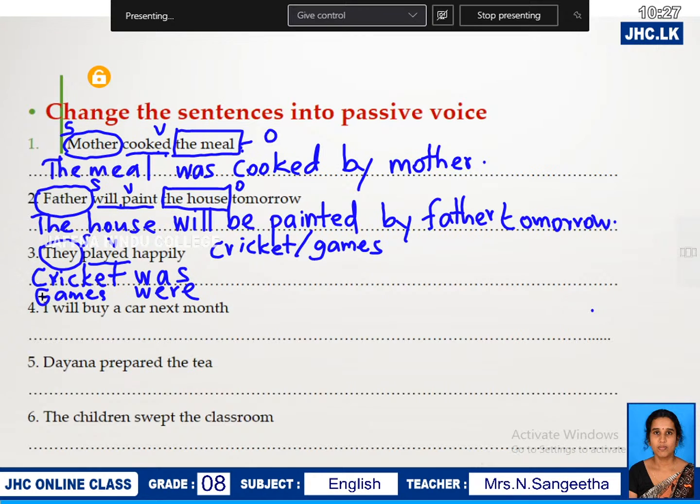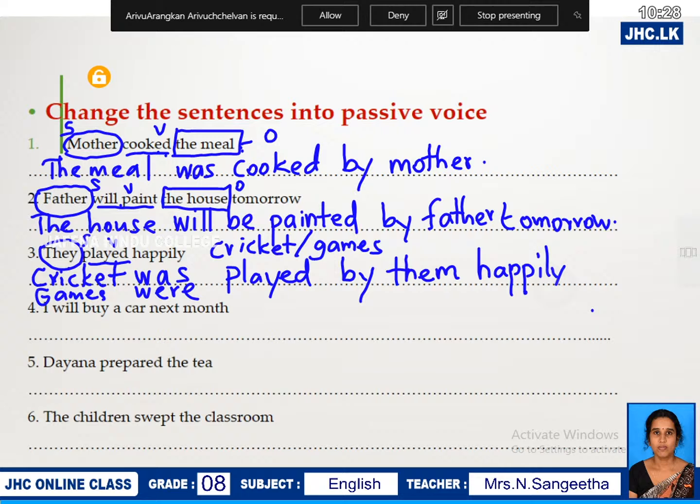Cricket was or games were, either one. Played by. There is the subject pronoun. Them is the object pronoun. By them happily. Happily is an adverb. Right? Cricket was played by them happily. Or games were played by them happily.